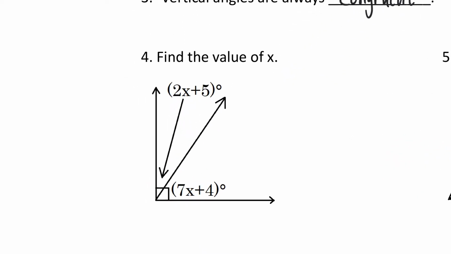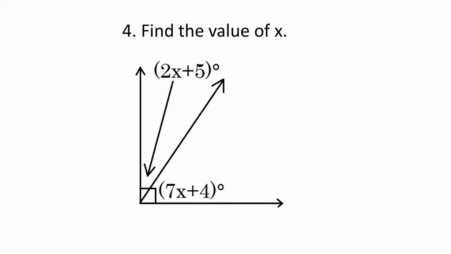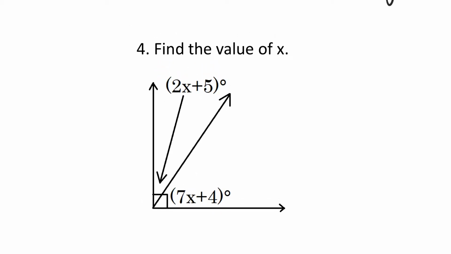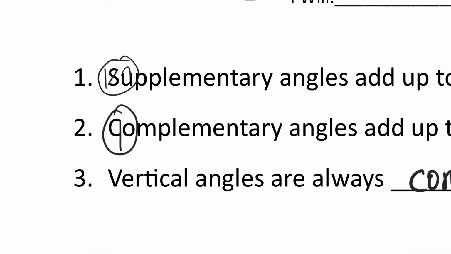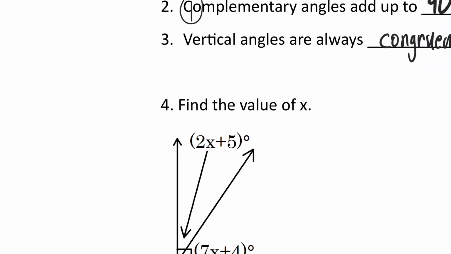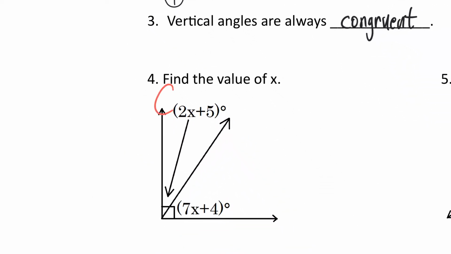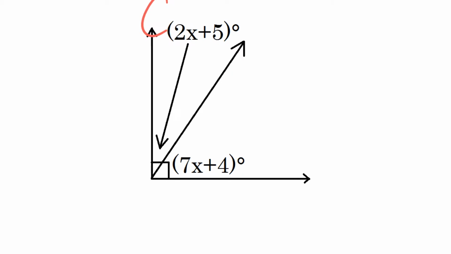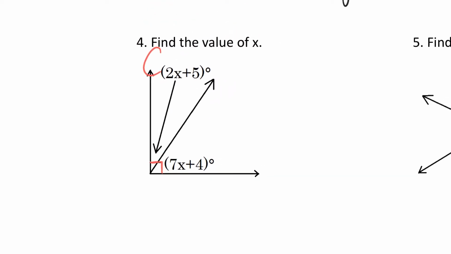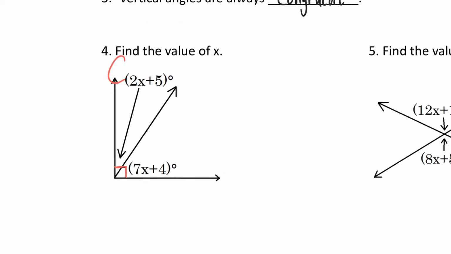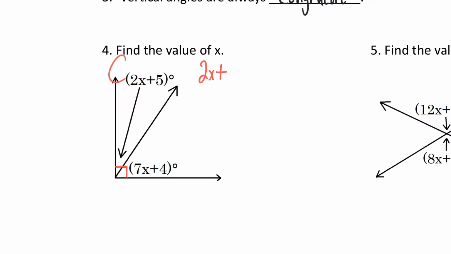Okay, so on number 4 here, what's up with these two angles? What's the word we say for that? They are complementary. Right. Now, how do I know that these are complementary? Because this little box right here tells me, boom, that's 90 degrees. So to find the value of x, how am I going to set up the equation here? 2x plus 5 equals 90. Okay, good. 2x plus 5 plus 7x plus 4 equals 90.